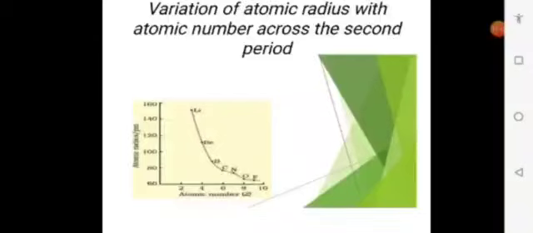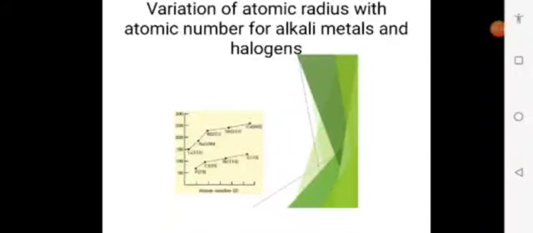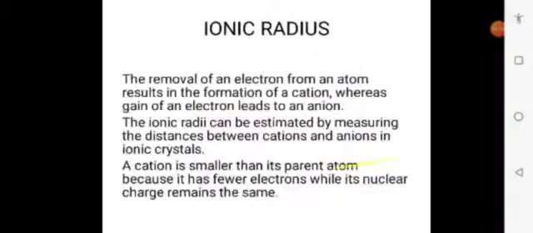In the second period we can see easily, as we move, atomic number increases, the atomic radius decreases. These are the two groups: in a group, the first one is the alkali group, in which the atomic radius generally increases due to the addition of a new shell, while in halogens the atomic radius also increases. Second one is ionic radius.